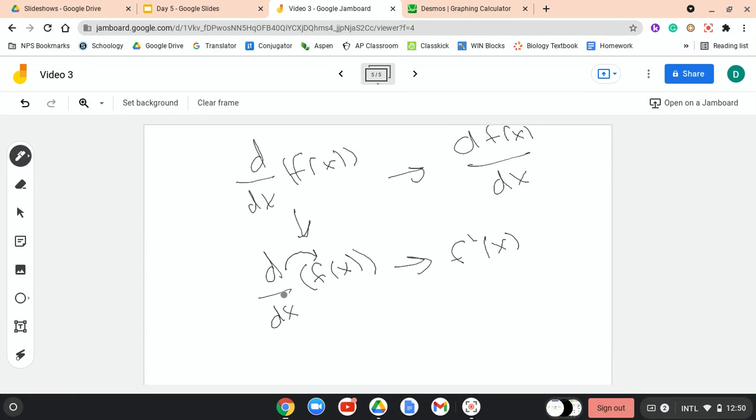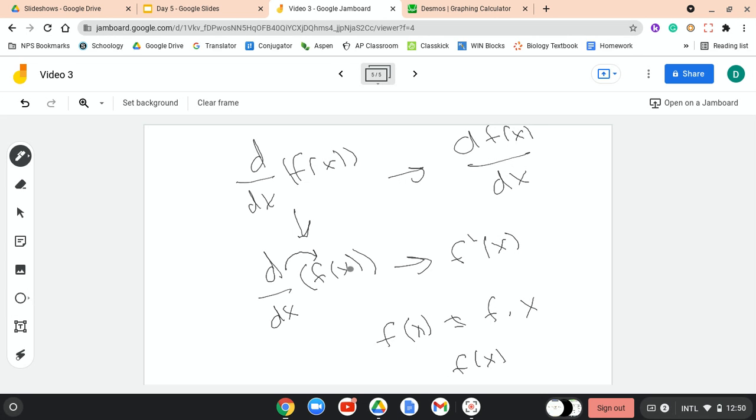So don't think of this as d over dx times f of x. Think of it as d dx of f of x, the derivative of f of x. It's the same kind of thing as saying, well, we know f of x is not f times x, but rather f of x just means the function at x. This does not mean multiplication. It's the same thing here. d over dx of f of x does not mean that you're multiplying the two things.